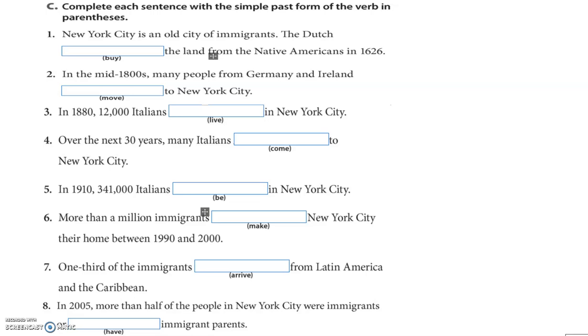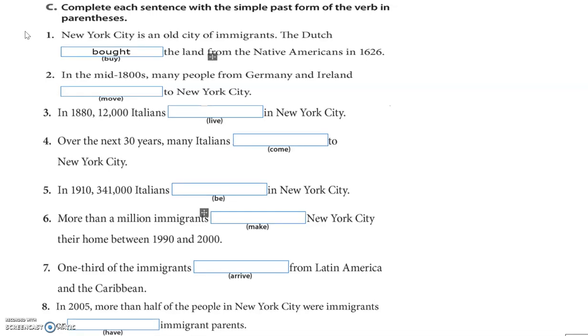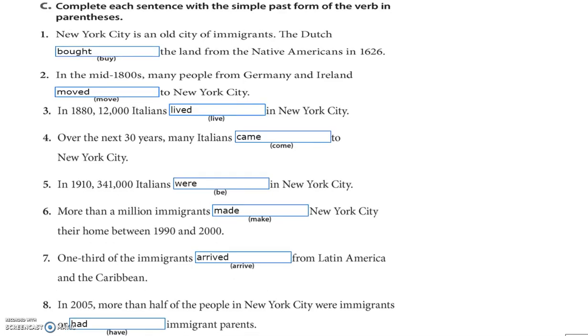Let's go to a final activity. Complete each sentence with the simple past form of the verb in the parenthesis. The first sentence has been completed as a guide. The verb buy is changed to bought. Now pause the video and complete the rest of the sentences. Here's the answer key for activity C. Now pause the video to check your answers.